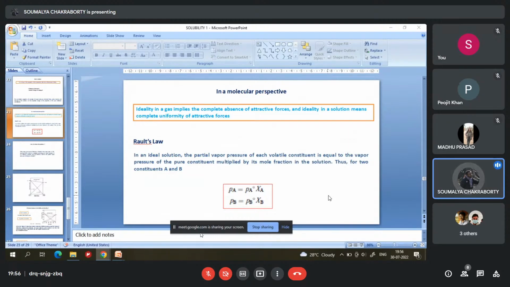So what is rho A naught? It is the vapor pressure of pure component A, multiplied by XA. XA is the mole fraction of A. And rho B is the partial vapor pressure of component B, which is equal to rho B naught. What is rho B naught? It is the vapor pressure of pure component B multiplied by its mole fraction. Okay, so this is Raoult's law.